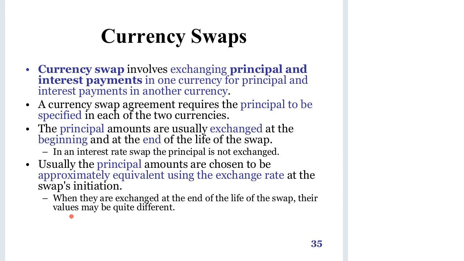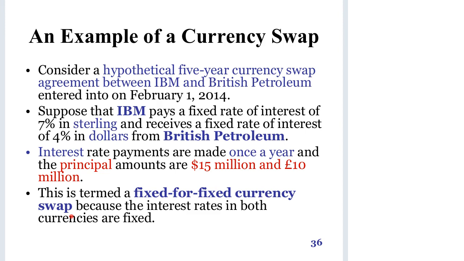So if you look at it, the currency swap involves exchanging principal and interest payments. In an IRS, you are only doing interest payments. Here you are talking about principal and interest payments in one currency for the principal and interest payments in another currency. Right? The rest of it works exactly in the same manner.